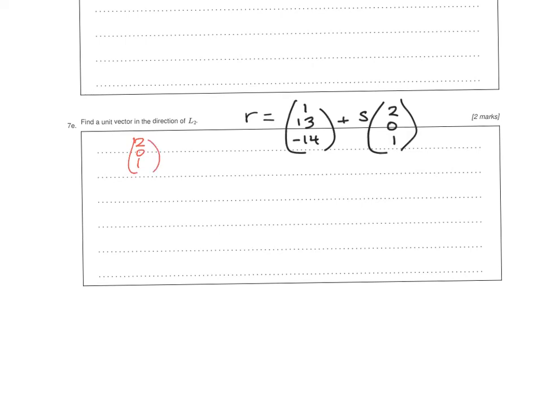There's a formula for unit vector. Basically, if this is vector A, you take 1 over the magnitude of the vector times the vector itself. So the key is to find out what is the magnitude. And the magnitude would be 2 squared plus 0 squared plus 1 squared, which would be 4 plus 0 plus 1. So that's the square root of 5.